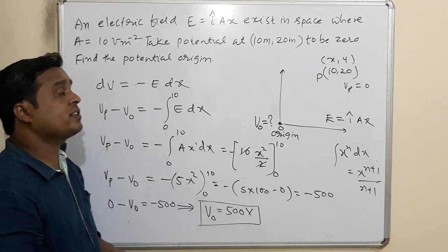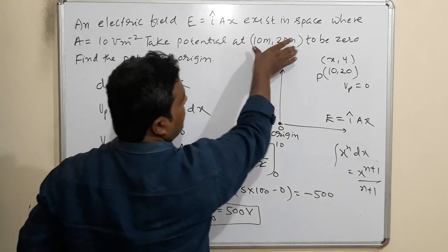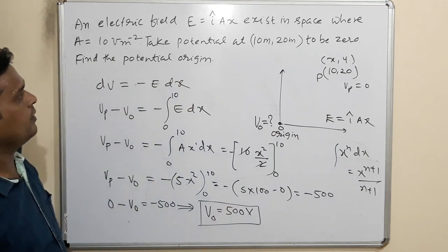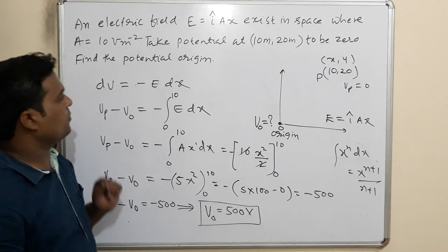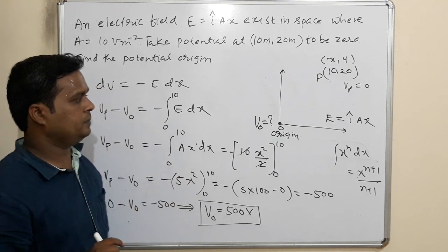Conventionally, we take potential as 0 at infinity, but in this problem it is mentioned that at this point you have to take it as 0. Okay. This is about the relation between electric field and electric potential, and some examples based on this.